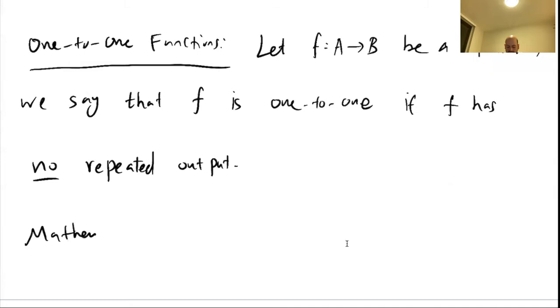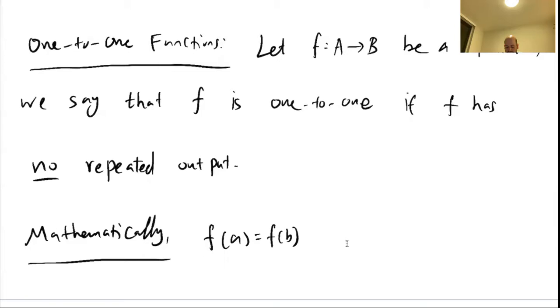Mathematically, f is one-to-one if f of a equals f of b implies that a is equal to b, for every a and b in the domain of f. Okay, so let me explain this. Remember, for functions, we said that we have to assign exactly one output to each input. But we did not say that we are not allowed to assign the same output to two different inputs.